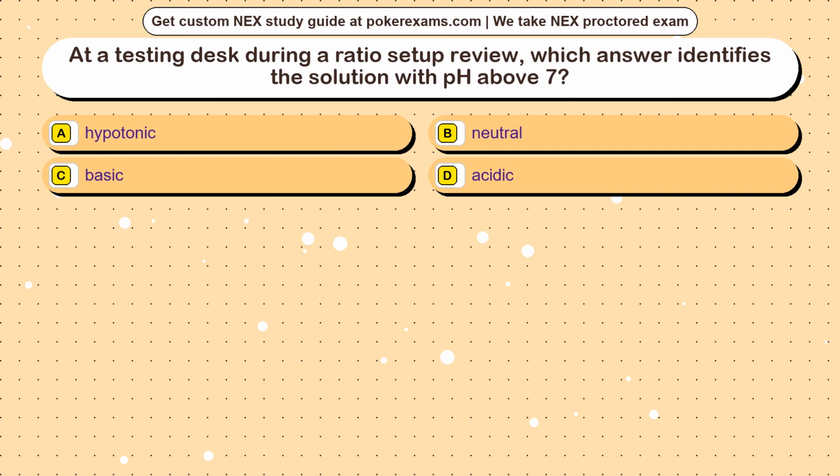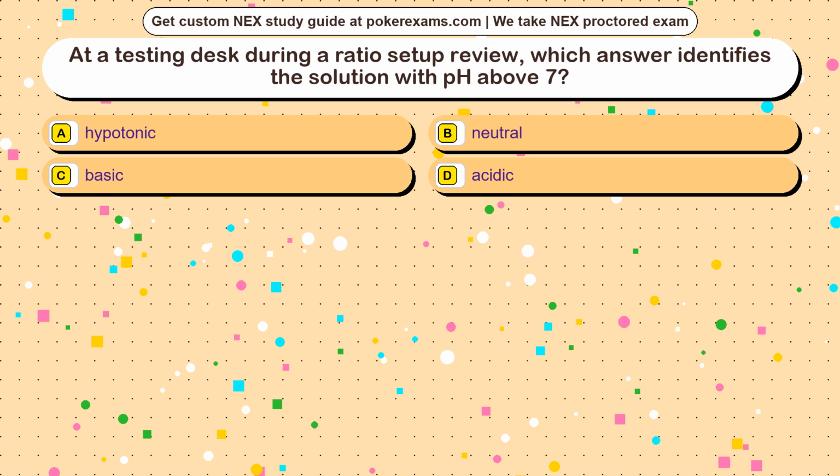Question 23. At a testing desk during a ratio setup review, which answer identifies the solution with pH above 7? Option A, hypotonic. Option B, neutral. Option C, basic. Option D, acidic.